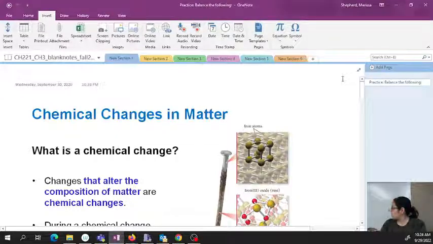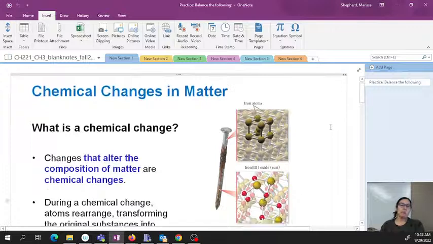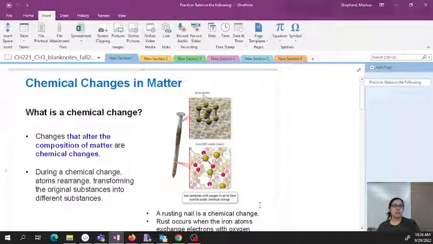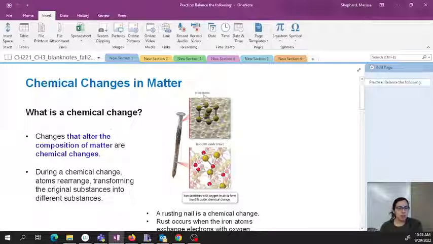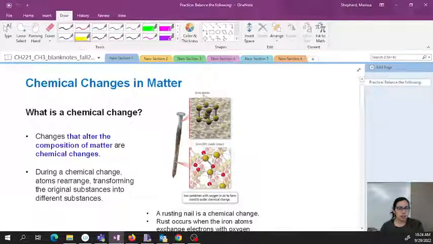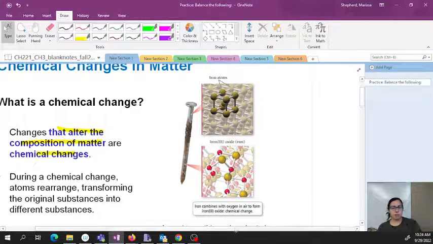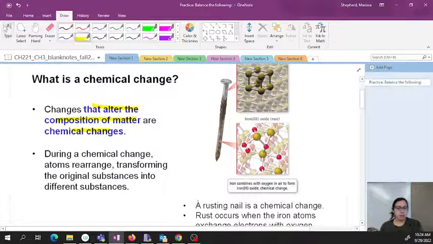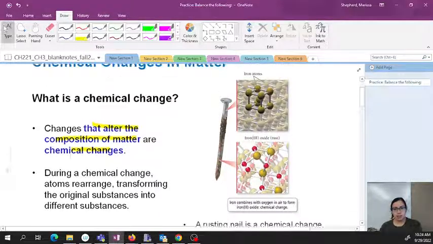So now we'll shift to chapter 3, which is chemical changes. And so chemical changes are anything that alter the composition, so highlight that. And again, we're just talking about a rearrangement of atoms. So during a chemical change, atoms rearrange, transforming the original substances into different substances.